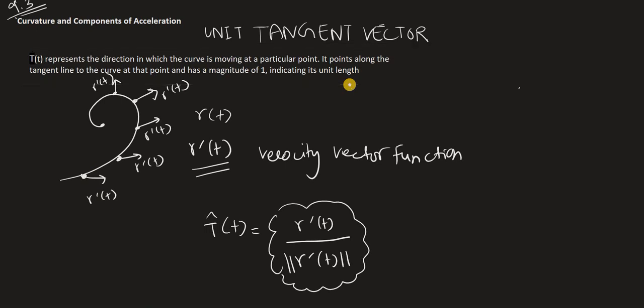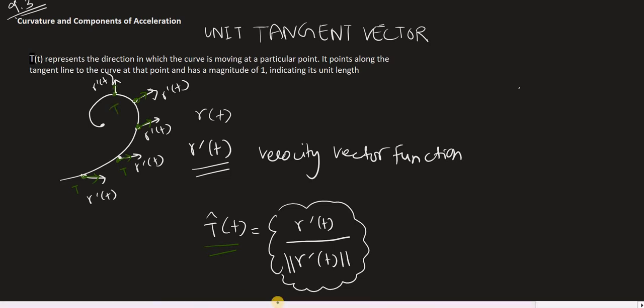Here, let me use a different color. I'm using green for T, the unit tangent vector. Here, the tangent vector would point in the same direction. However, the norm of it will be 1 because it's a unit tangent vector. I hope this is clear. Let's move on and do a problem now.